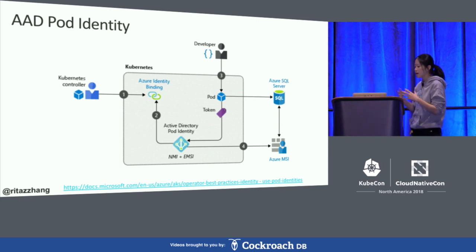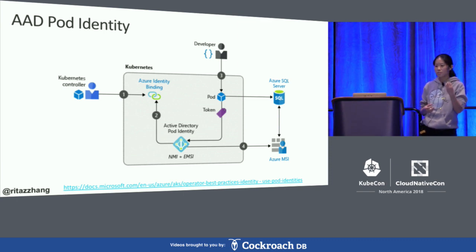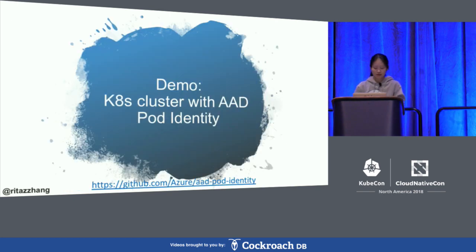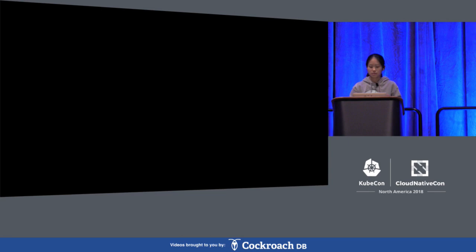And once this assignment is done and the mapping association is completed, then the pod identity uses the identity that's assigned on the pod to retrieve an access token from Azure AD. And once this access token is returned to the pod, then the pod can use that access token to talk to the resource it wants to access. All right, so let's look at a demo.